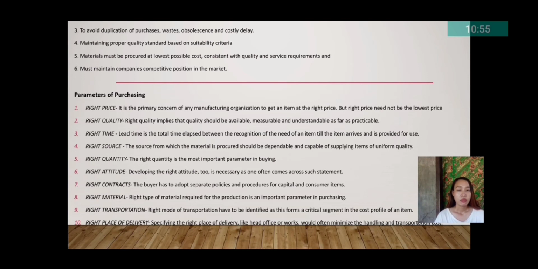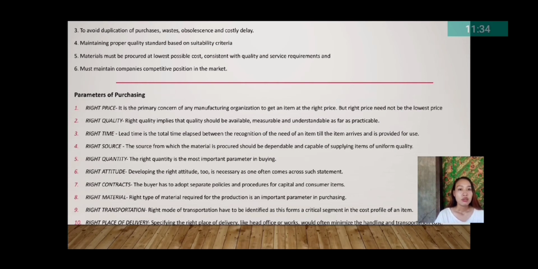Parameters of purchasing. First, right price. It is the primary concern of manufacturing organization to get an item at required price, but right price need not be lowest price. So, yung concern ng right price, dili kuno siya lowest, meaning, tama yung presyo, dili masyado mababa yung price na kailangan i-purchase.